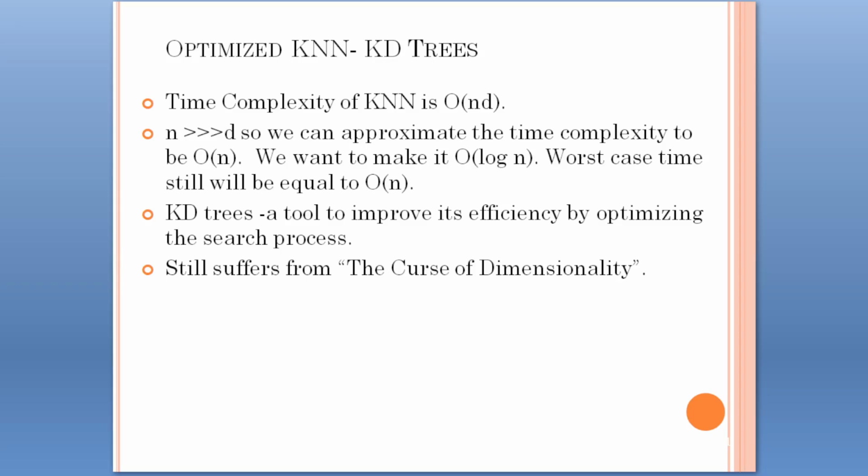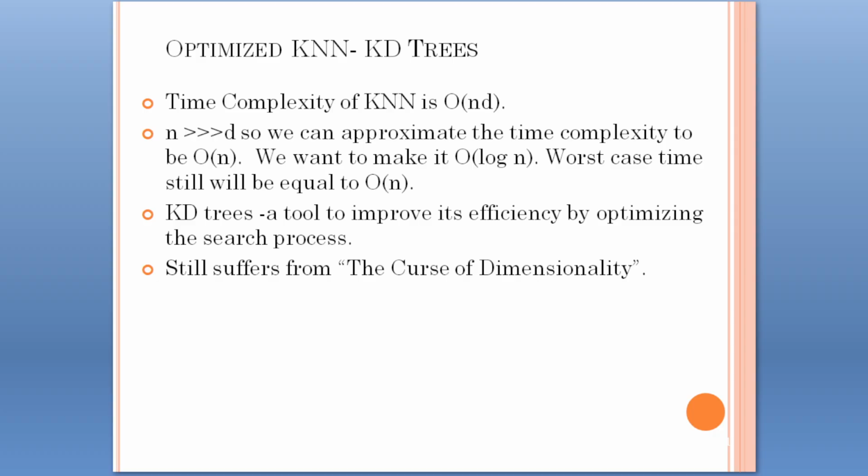Hello, in this video we will be learning about optimized KNN, that is KD trees. Time complexity of KNN is O(ND), where N is the number of data points and D is the number of features. When N is very large than D, we can approximate the time complexity to be O(N). But still, it is alarming. We want to make it O(log n). Worst case time still will be equal to O(N).